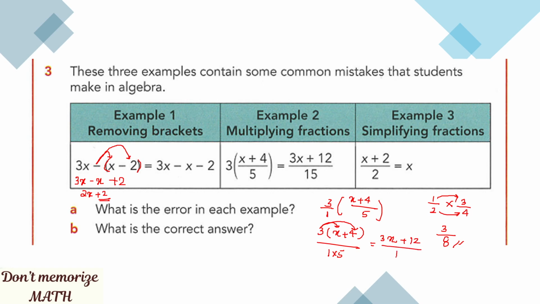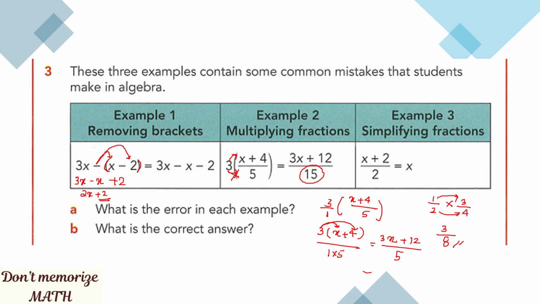So what is the mistake here? They multiplied 3 to both the numerator and the denominator. That is wrong. We only have to multiply with the numerator. Directly you can multiply, no need to write divided by 1 and all. I wrote that for you to understand it. So only multiply with the numerator. So the mistake is this 15 and the correct answer is 3x plus 12 over 5.